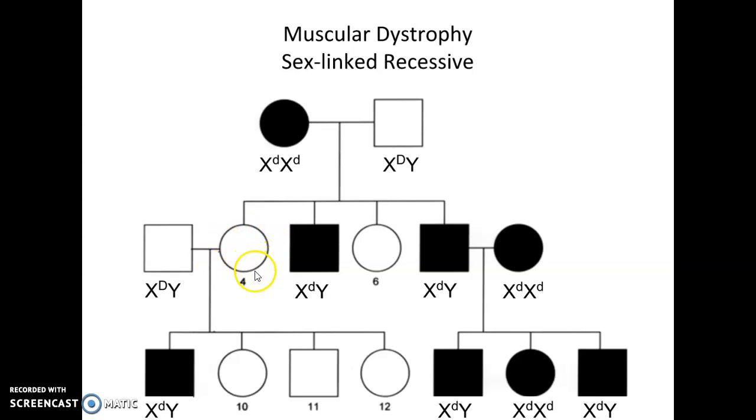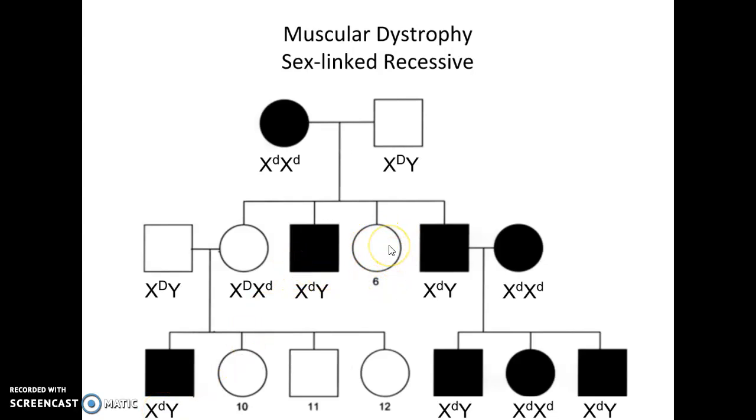How about this woman? Well, she's X big D X, and what about that second thing? Well, we know that she gave her X chromosome to her son because the dad gave the Y chromosome to this boy, or else he wouldn't be a boy. So we know that this woman has to be X big D X little d, otherwise she couldn't have given this little d to her son.